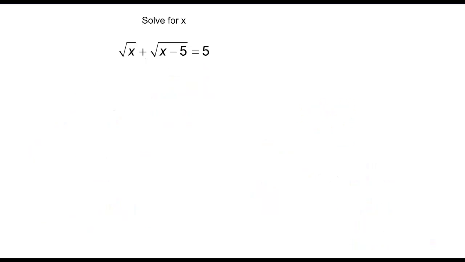This example is a little bit different in that we have two radicals, so I can't really isolate one radical, but what I tend to do is isolate the most difficult radical. This has the most stuff in it, so I term that the most difficult radical. I'm going to bring this radical to the other side. So I have root x minus 5 equals 5 minus root x. Now the only way to undo this radical is to square both sides.